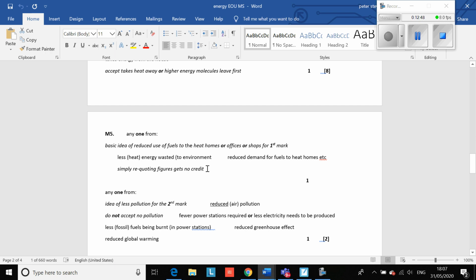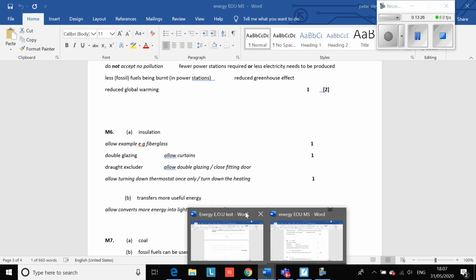You can't just basically say what's out there before. The second mark, so therefore there's the idea of less pollution. Do not accept no pollution. If you said it causes no pollution, that's not true because it does. Less fossil fuels are being burnt in power stations, so it will reduce global warming, reduce the greenhouse effect, or fewer power stations required or electricity needed to be produced because, think about it, you don't need to burn fuel to generate heat anymore because you can just use the waste heat from the power station. That's your second mark there.